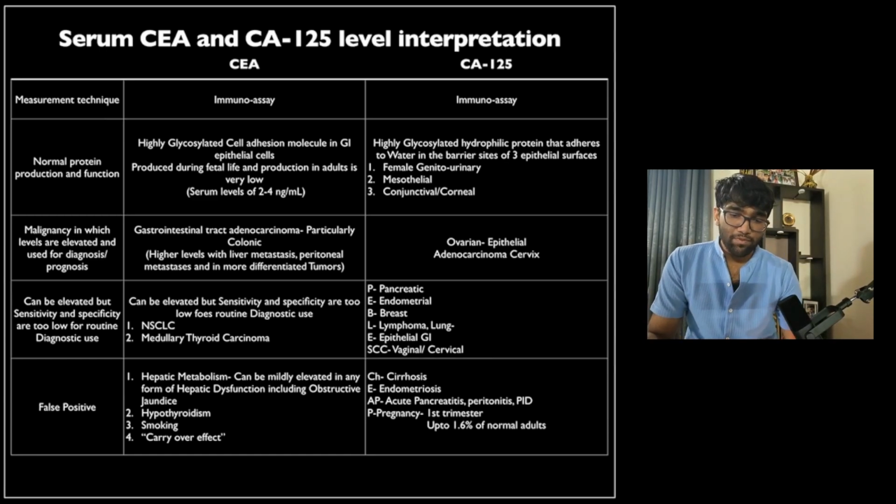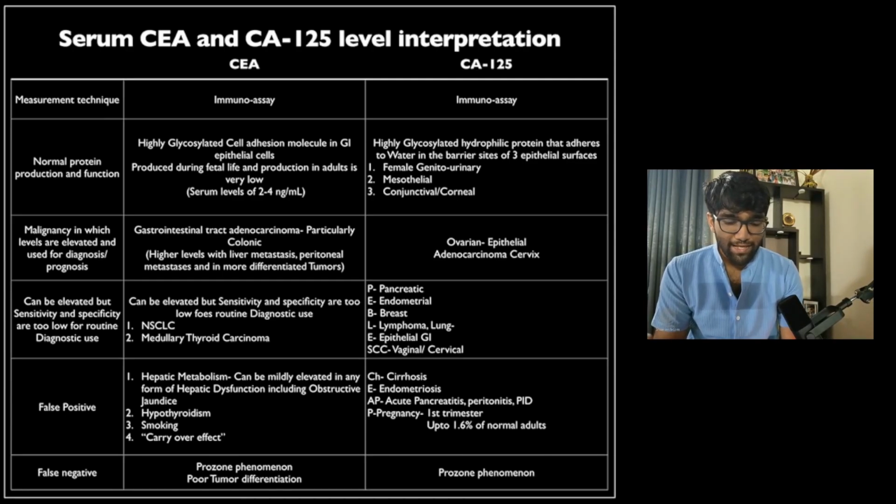Similarly, there are some false positives for CA 125, remembered by CHEAP. C-H stands for cirrhosis, again for the same reasons as for CEA. E stands for endometriosis. A-P stands for acute pancreatitis, peritonitis, and pelvic inflammatory disease. And finally, P stands for pregnancy. So this is not something that you should send during pregnancy. In the first trimester of pregnancy, it is elevated in about 1.6% of normal adults.